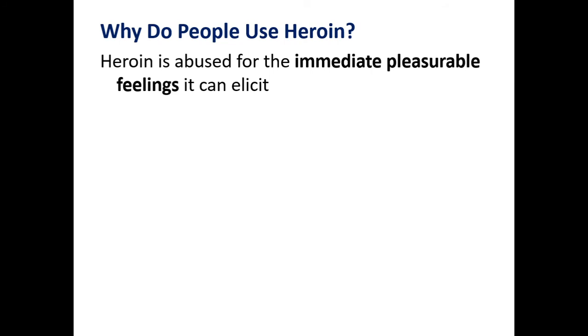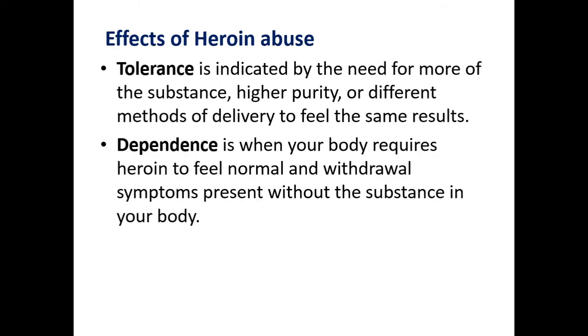Why do people use heroin? What's the reason? Heroin is abused for the immediate pleasurable feelings. They will feel some pleasurable feelings, especially euphoria, an elated mood. Now the effects of heroin abuse. Tolerance is indicated by the need for more of the substance, higher purity, or different methods of delivery to feel the same results. Dependence, as I mentioned earlier, is when your body requires heroin to feel normal, and withdrawal symptoms present without the substance in your body.